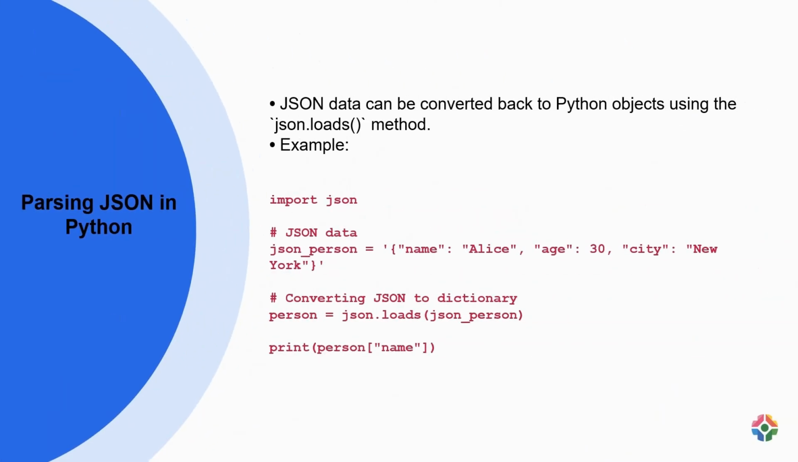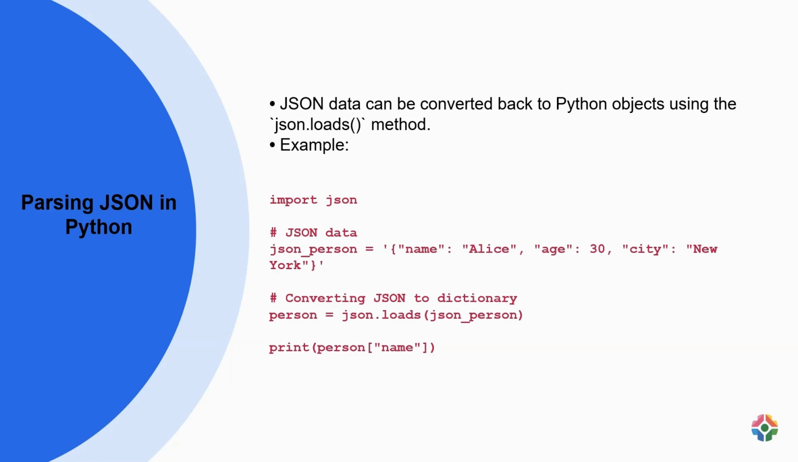To convert JSON data back to Python objects, utilize the json.loads method. This function parses the JSON data into a Python dictionary. After importing the JSON module, you can pass the JSON string to json.loads to obtain the corresponding Python object. For example: import json, json_person equals name Alice, age 30, city New York. Converting JSON to dictionary: person equals json.loads json_person, print person name.